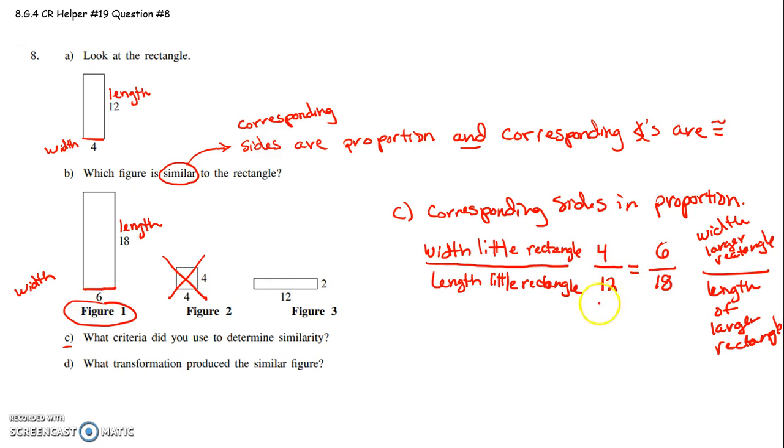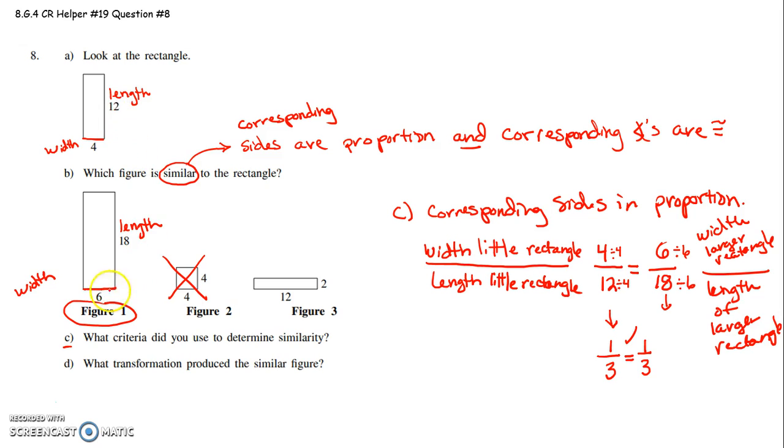So let's see, if I simplified each of these down to simplest form. 4/12. 4 goes into both of those. I could divide top and bottom of that by 4. So that's 1/3. 6/18. If I simplify that down, divide by 6, divide by 6. That's 6 divided by 6 is 1. 18 divided by 6 is 3. 1/3 equals 1/3. Those sides are in proportion. That's what that means.